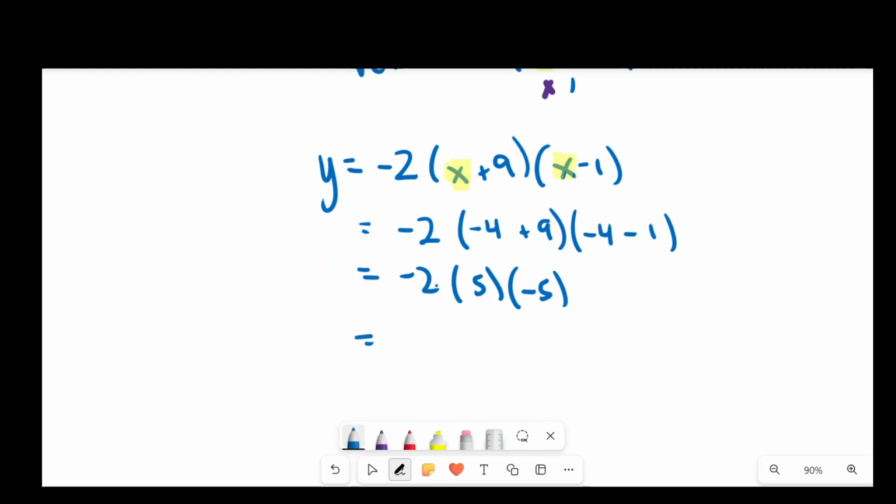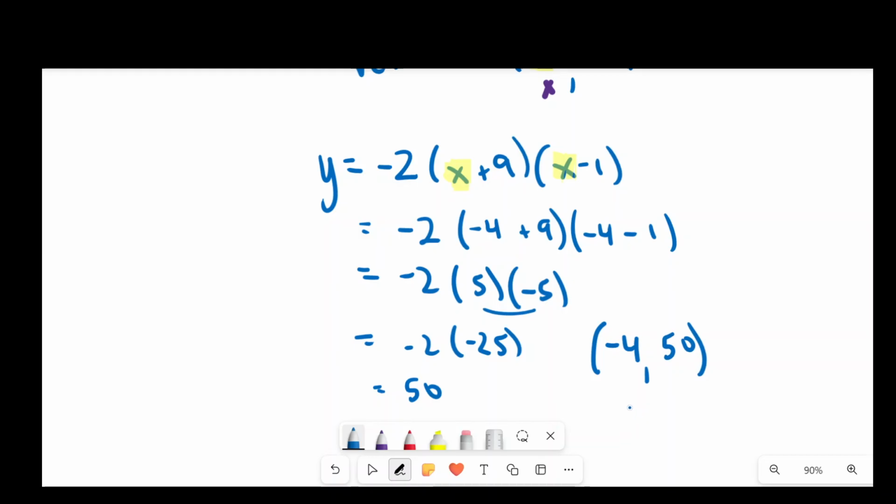So now I have -2 times 5 times -5. So just doing that in my head real quick, I know that those are -25. So I have 50. So that tells me that my vertex is at -4, 50.